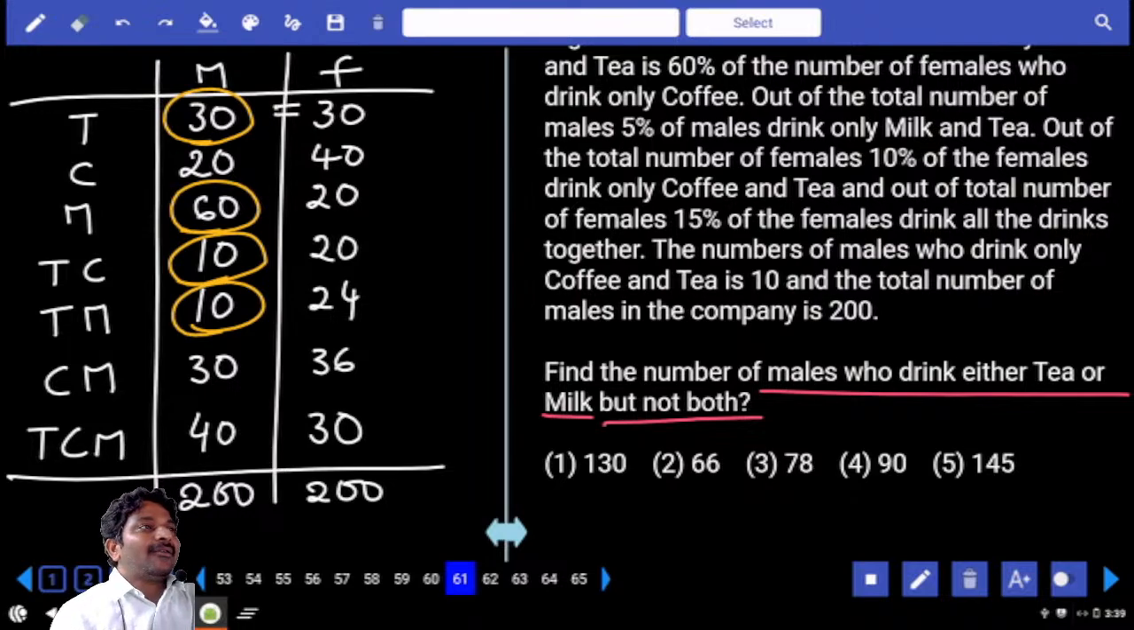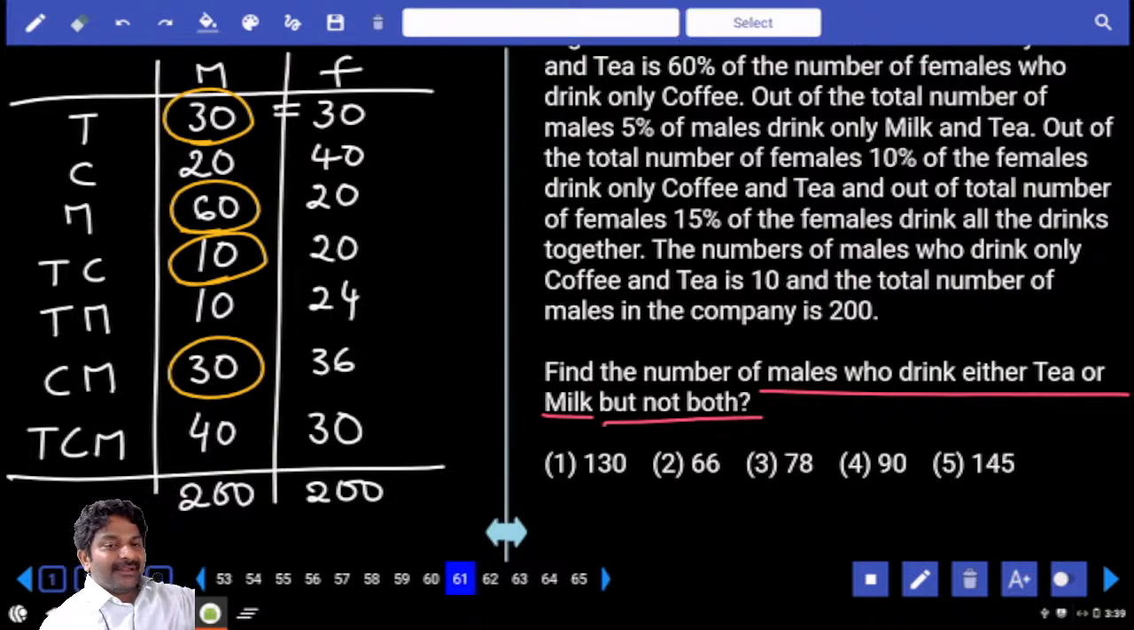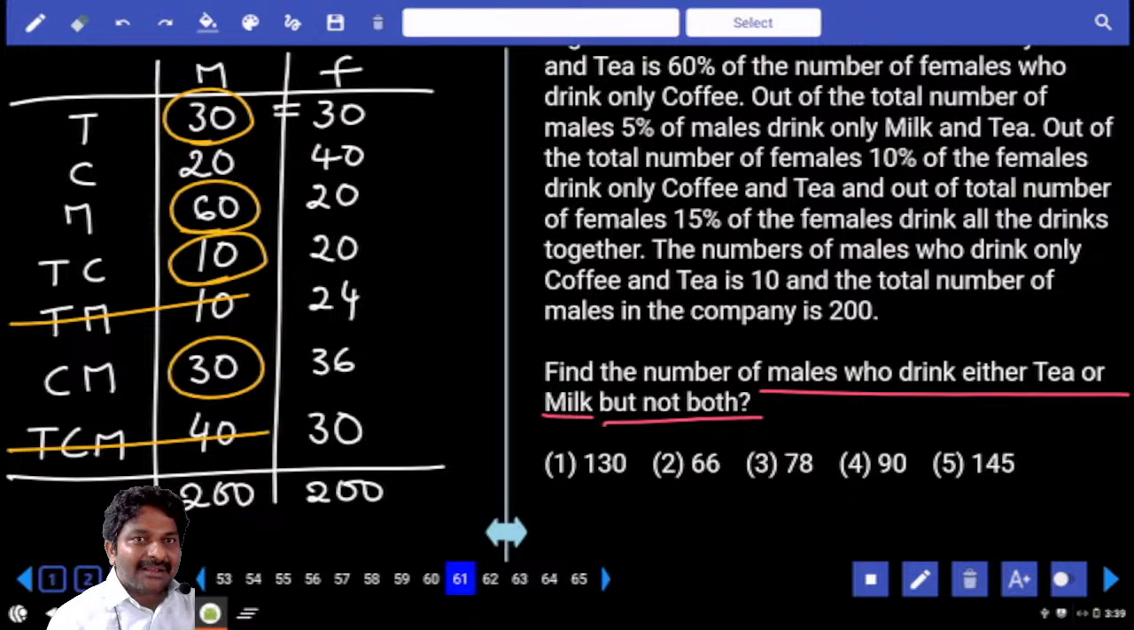This 10 also we can count? No. This 30 we can count? Yes. So leftover values, remaining 3 are there: only coffee, tea and milk, and last all 3. We cannot count these 2 because in that we have tea and then milk.